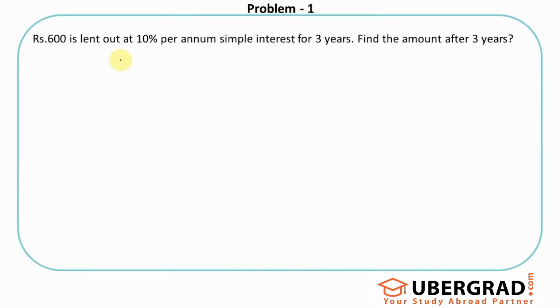So 600 rupees is lent out at 10% per annum, simple interest for 3 years. So principal is 600, the rate of interest is 10% and the time period is 3 years. Find the amount after 3 years. It's simply asking you directly.